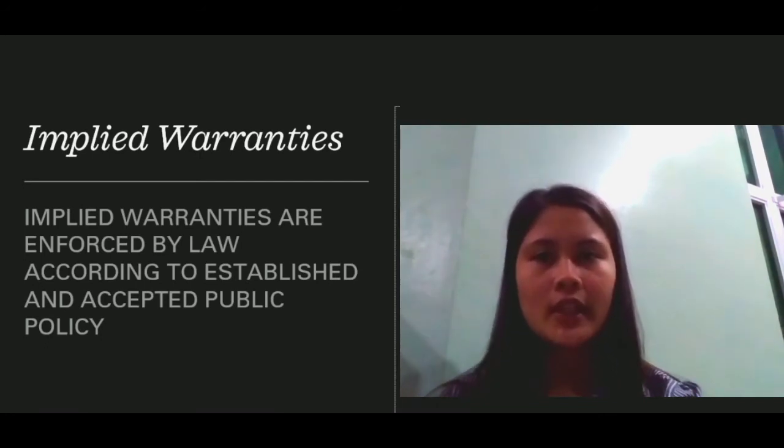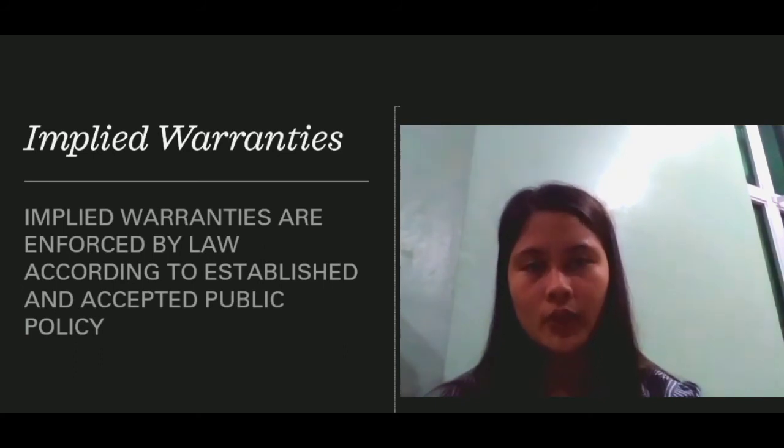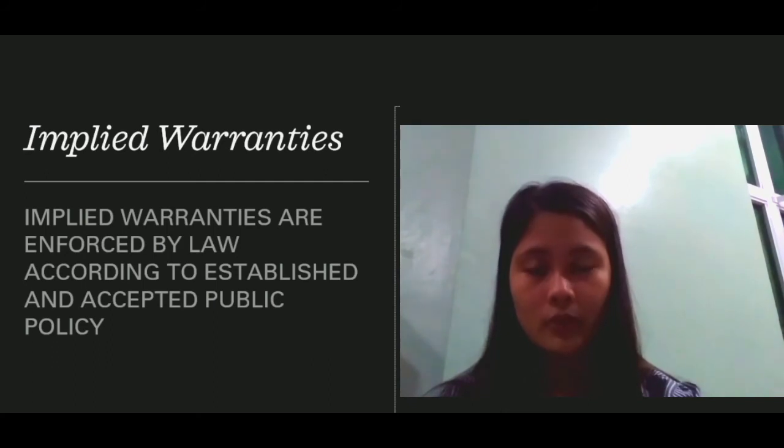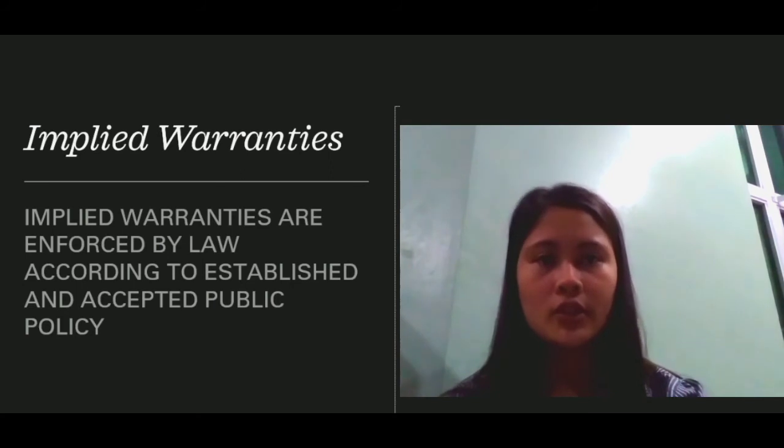Implied warranties. Implied warranties are enforced by law according to established and accepted public policy. For example, in the non-ideal world we live in, we cannot expect a contract to contain everything the buyer and producer may want. Remember that the process of buying and selling is a game in which there is a winner, a loser, or a draw. In this game, as we pointed out earlier, the seller has more cards than the buyer.